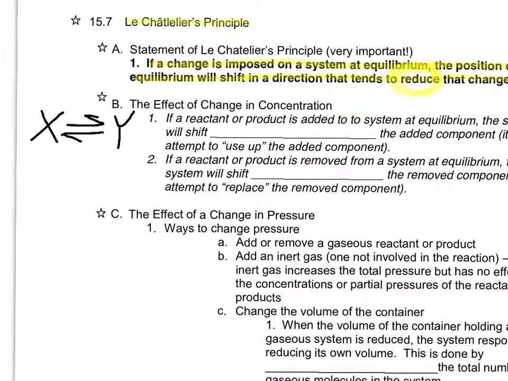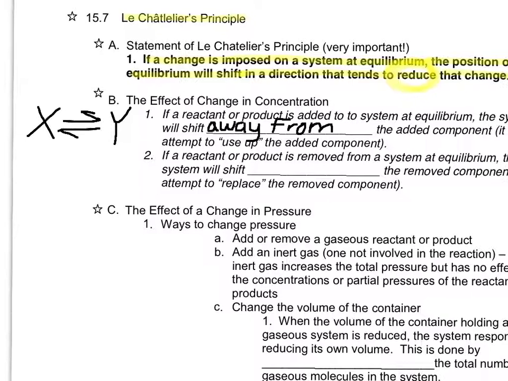What's going to happen if I add more X is the reaction is going to shift in a direction that reduces that change. So if I put more X in, it's going to go this way to try to use the X up, and it's going to make more Y. So if I add X, it's going to shift right. If I add Y, it's going to shift left. That's the first part of Le Chatelier's principle.